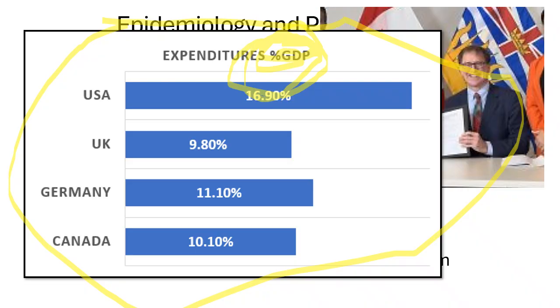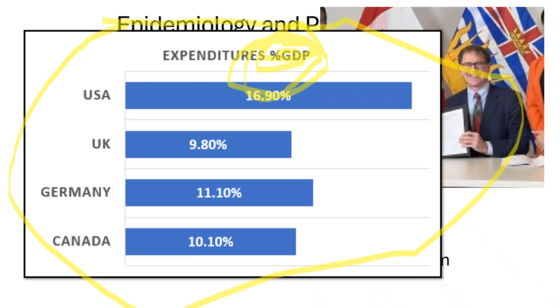But the bar graph is showing that the United States, now, if I just gave you the numbers, 16.9%, 9.8%, 11.1%, it would be harder to understand. But if you have these bars, and the length of these bars is proportional to the number, then it's easier for people to understand what information is being conveyed here. So what you can see here is that the United States spends about 16.9 or 17% of its gross domestic product on healthcare. The United Kingdom, Britain, spends about 9.8%, Germany spends about 11.1%, Canada spends about 10.1%.